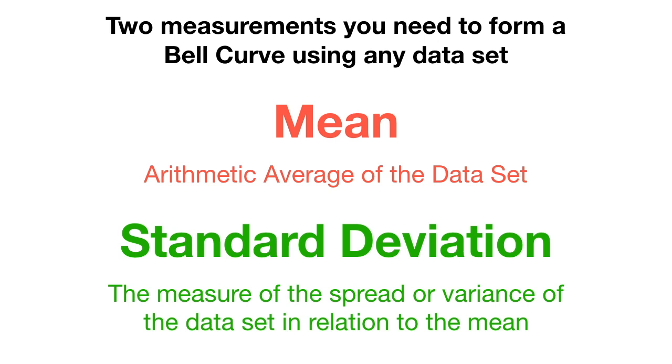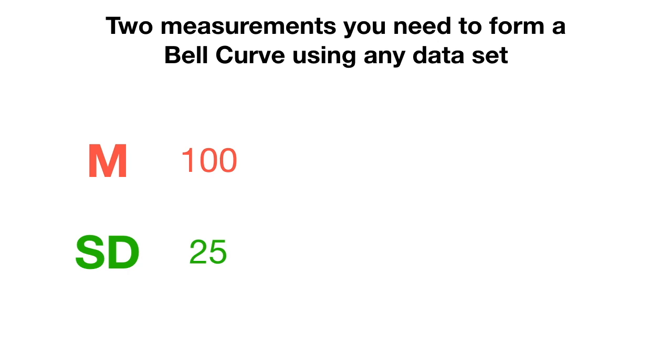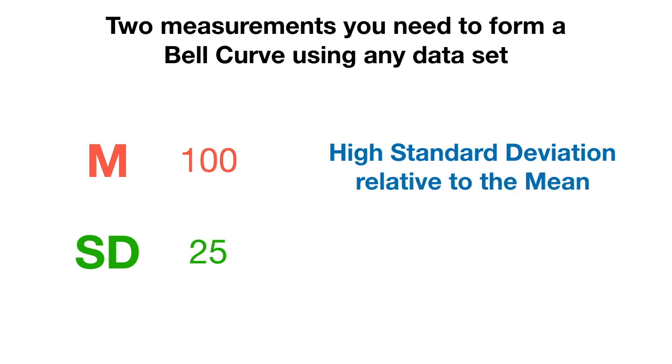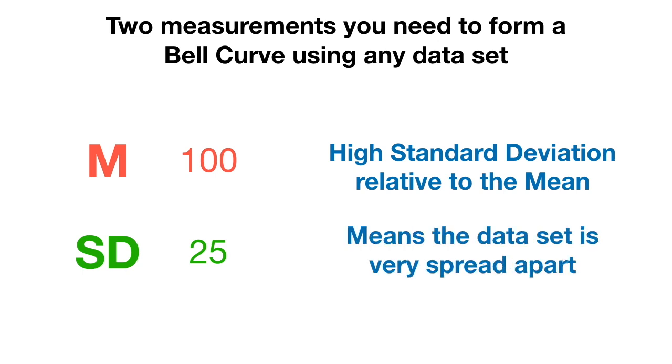But again, for now, just think of the standard deviation as the spread or variance of the data set. Let's look at a few examples here, and in this case, I'm going to use M for the mean and SD for the standard deviation. Let's say you have a data set with a mean of 100 and a standard deviation of 25. This is a high standard deviation relative to the mean, because 25 is a proportionally large number compared to 100. That means the data set is very spread apart, so it has a high variance.